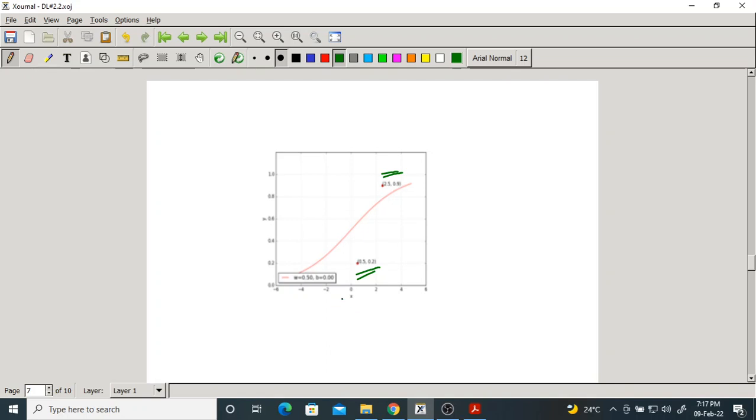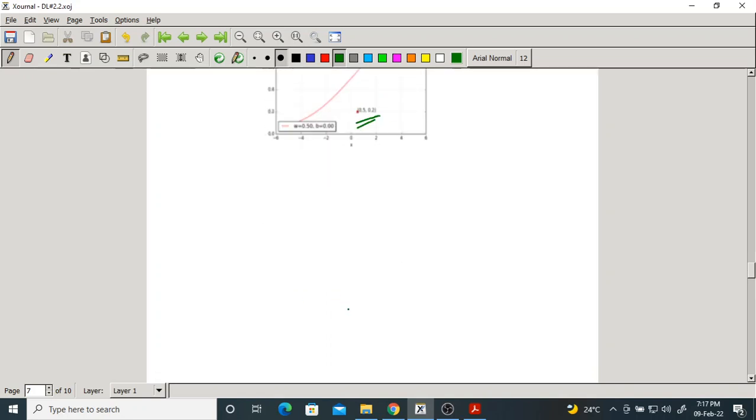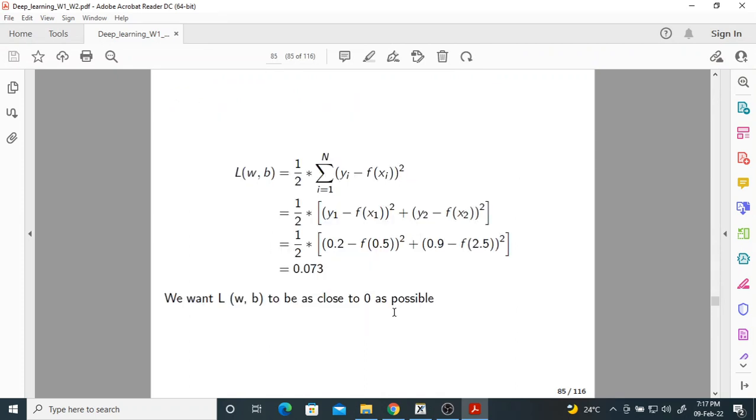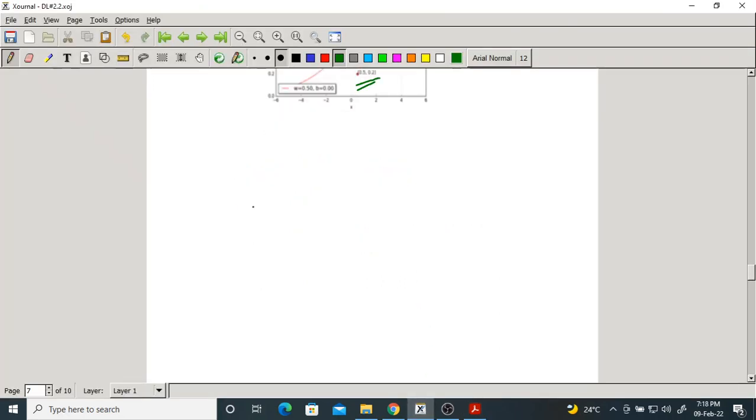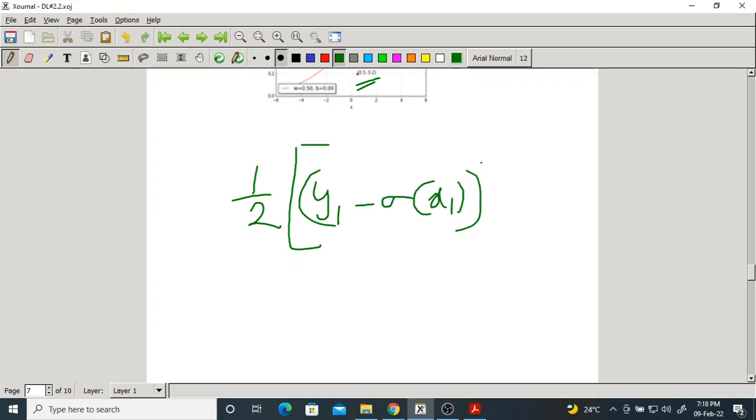How much is the loss? That is given by the loss function. Let me write it here. The loss function is 1 by 2 into, since we have only 2 data points, the actual output minus sigma of x1, whole square. This is the squared error, plus y2 minus sigma of x2, whole square.